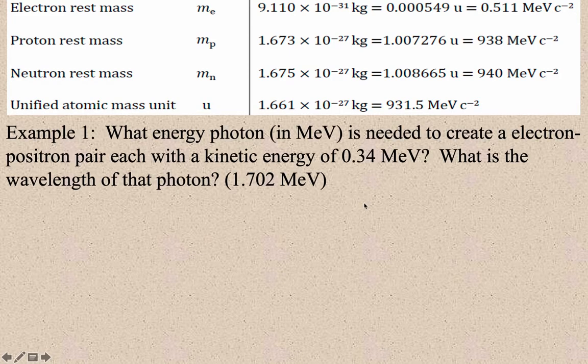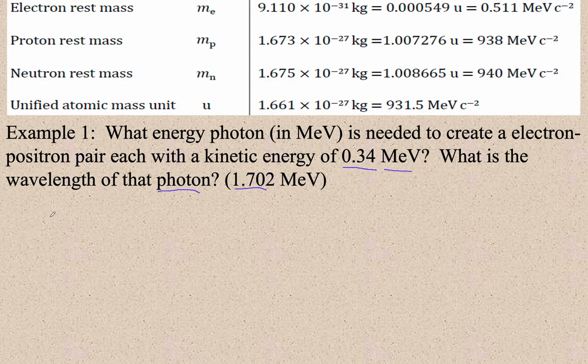So what energy in MeV is needed to create an electron-positron pair, each with a kinetic energy of 0.34 MeV? What is the wavelength of that photon? You don't have the answer for wavelength, but you do have the answer for this, though. It's going to be a heck of a small wavelength, right? Because it's got a ton of energy.